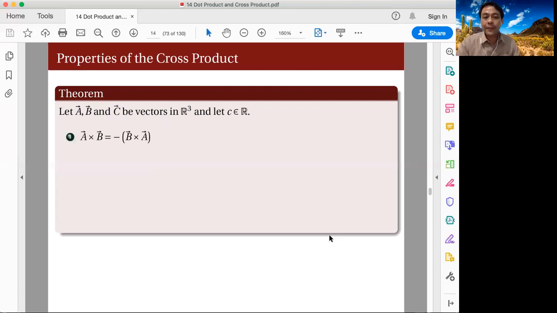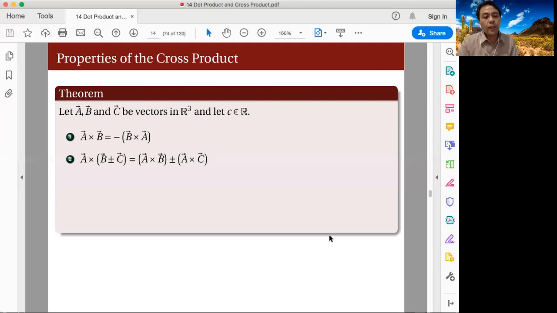So let A, B, and C be vectors and small c be a real number. The cross product is not commutative. We emphasize that. It is not commutative, meaning the cross product of A and B is not the same as the cross product of B and A. Rather, the cross product of A and B equals the negative of the cross product of B and A. So if you commute the two vectors in a cross product, you get a negative sign as a result.